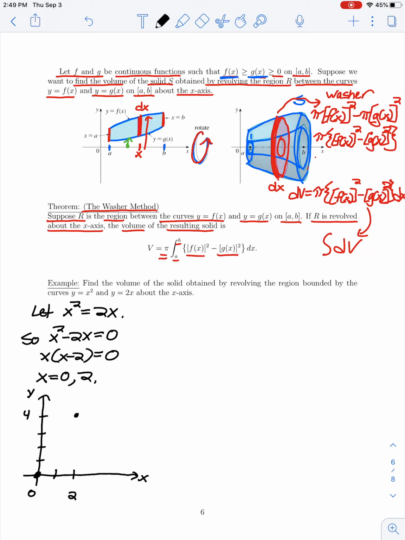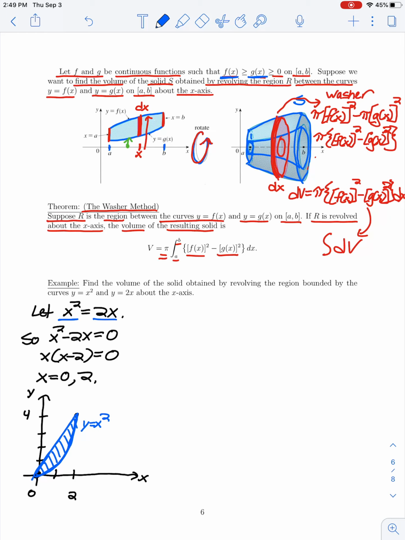Now let's think about what these curves look like. My first curve is y equals x squared, which is a parabola opening upward, passing through these points. So a rough sketch looks something like this. And the other curve, which happens to be my upper curve, is y equals 2x, which would be the straight line connecting these two points. So that is the line of slope 2 passing through the origin. So my region of interest would be this shaded region bounded by those curves.